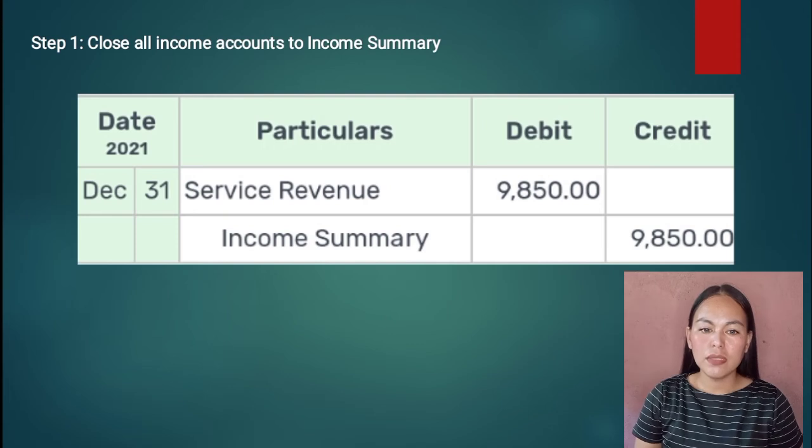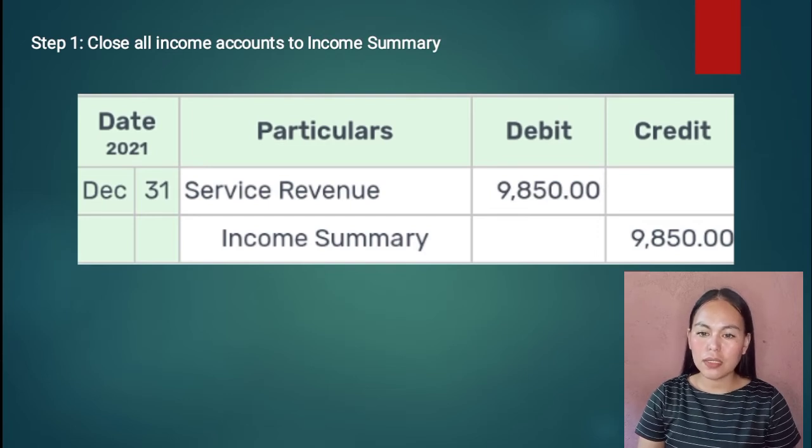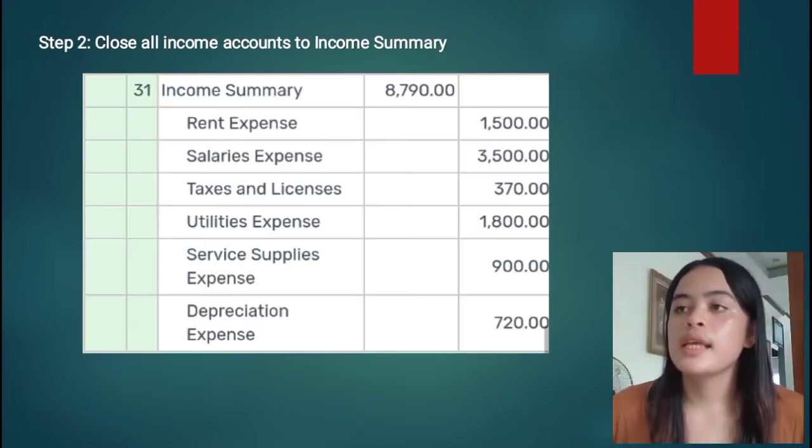Step 1. Close all income accounts to income summary. As you can see here, we have a table with the date, particulars, debit and credit. The date is December 31. Particulars: we have service revenue and income summary. Service revenue is debited at 9,850 pesos, and the income summary is credited also at 9,850 pesos.